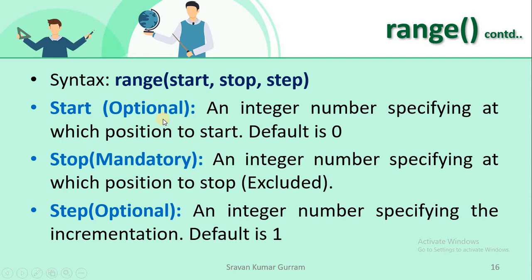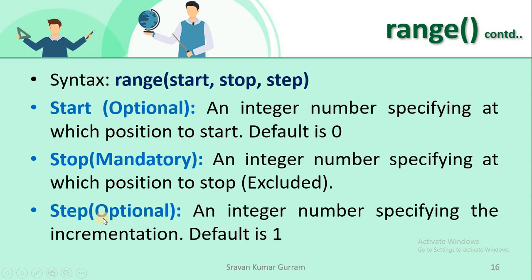Start is optional. It is an integer number specifying at which position to start. What is the first integer value you want to generate? That indicates start, but it is the optional one. The second argument is stop, and this is mandatory. It is an integer value that specifies at which position you want to stop generating the numbers. But this number is excluded.